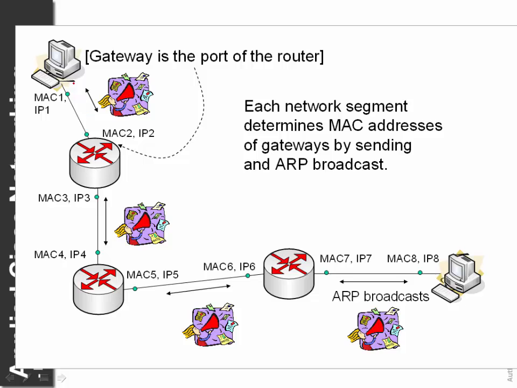So the key thing that any node, when it wishes to get out of a local network, is to broadcast for the default gateway MAC address. Typically the IP address of the gateway is defined on the computer, and then an ARP is used to discover the MAC address.